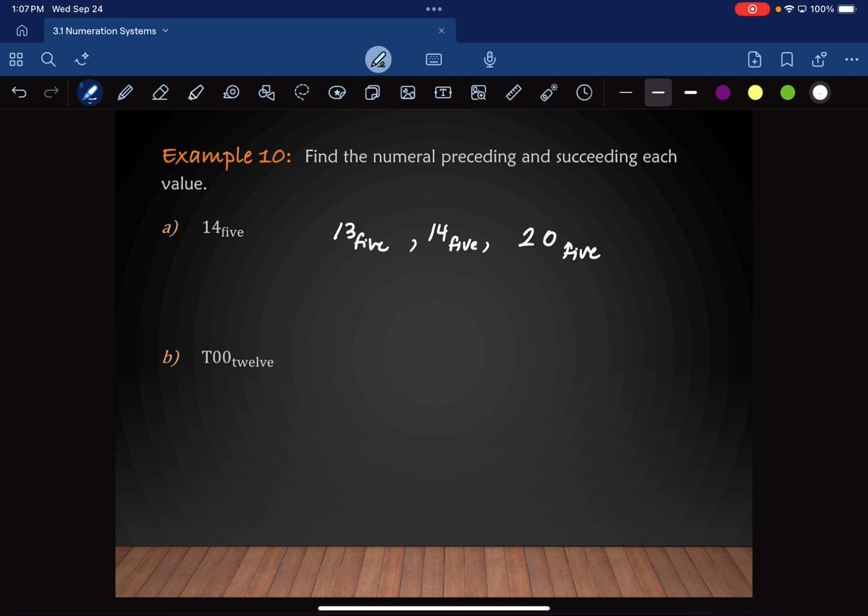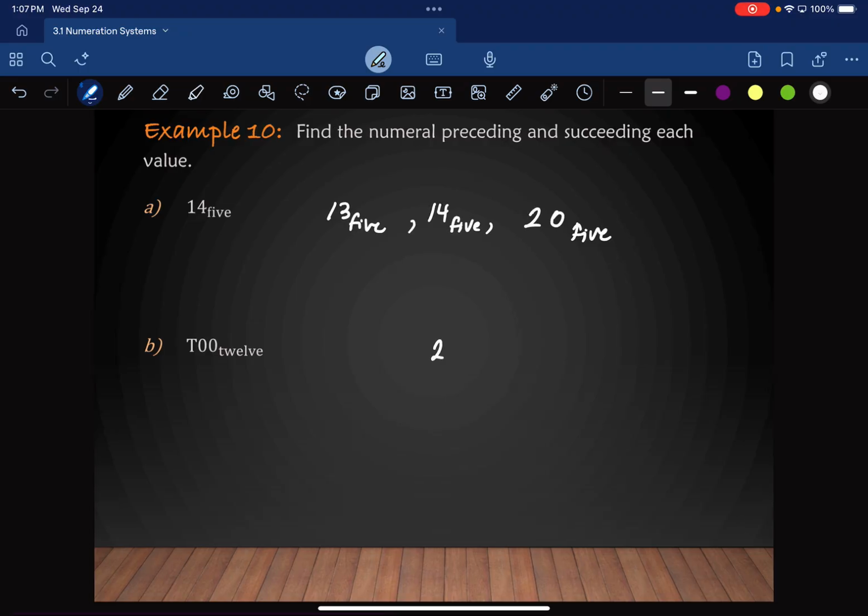Okay, so the next one we have is T00 base 12. Hang on. T00 base 12. Any thoughts on which one, the before or the after, is the easier one to recognize here?